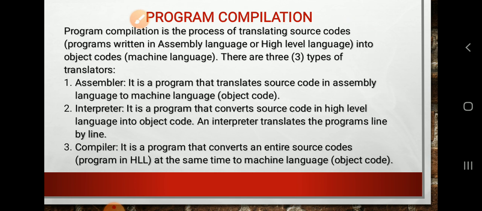Now, interpreter. Interpreter interprets or translates from high-level language into an object code, that is the machine language. And it does the translation line by line. Take notes. And lastly, we have the compiler. Compiler compiles everything, the entire source code, that is the program written in high-level language, at the same time into machine language, that is the object code.